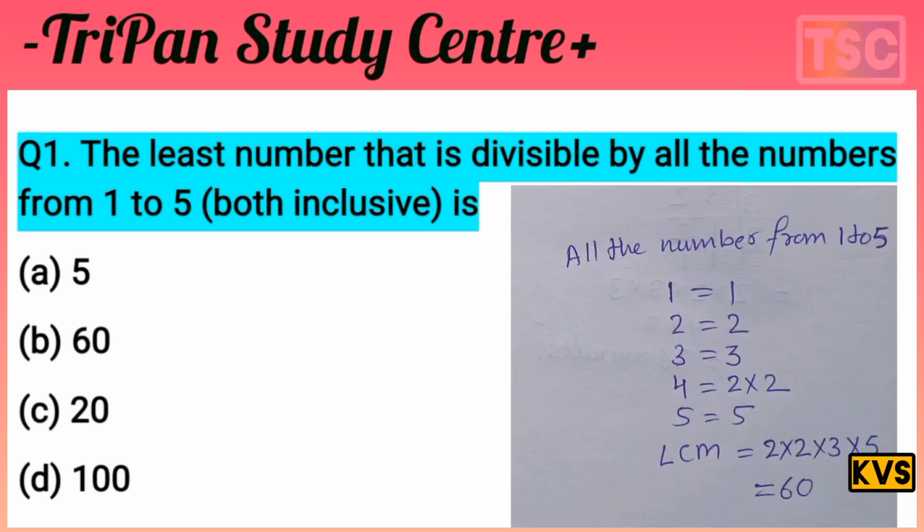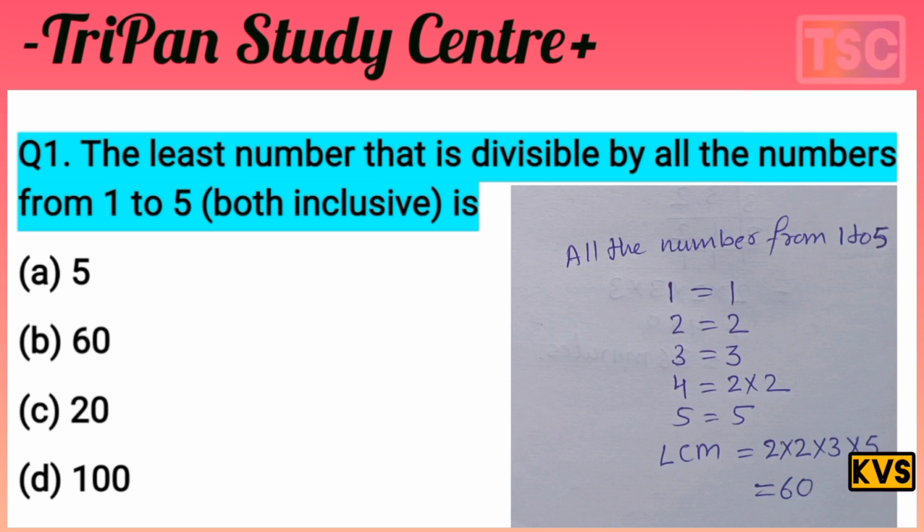The question is clear: the least number that is divisible by all the numbers from 1 to 5, both inclusive. The solution is clear. First of all, take the LCM of 1 to 5. 1 is equal to 1, 2 is equal to 2, 3 is equal to 3, 4 is equal to 2 into 2, and 5 is equal to 5.